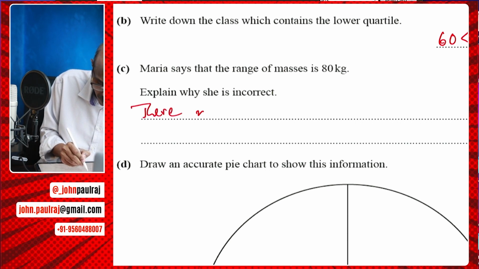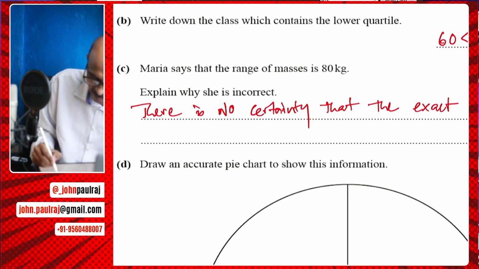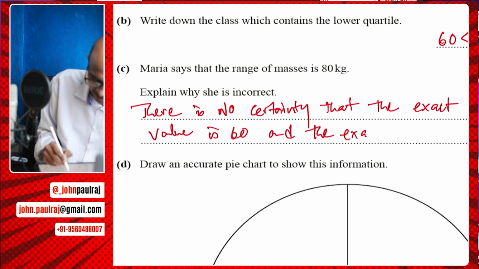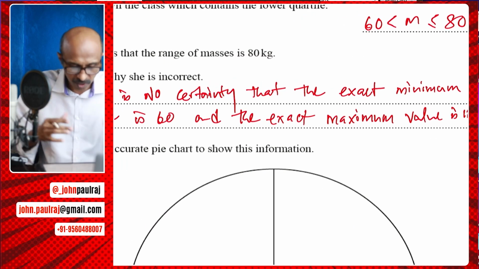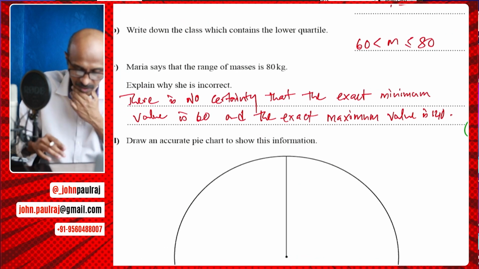You can't be certain that the exact minimum value is 60 and the exact maximum value is 140. Is that clear? I hope it makes sense. But you don't need to expound on it more. Okay, this is good enough. There is no certainty, and that's good enough. It's one point. As I said, you don't have to write too much into that.